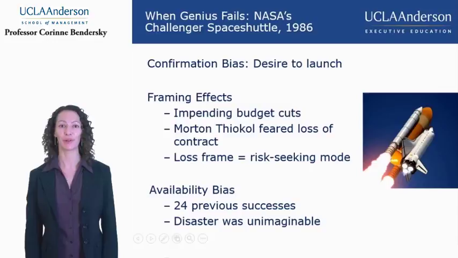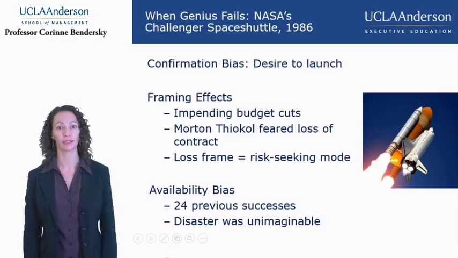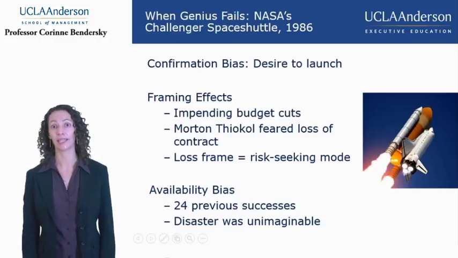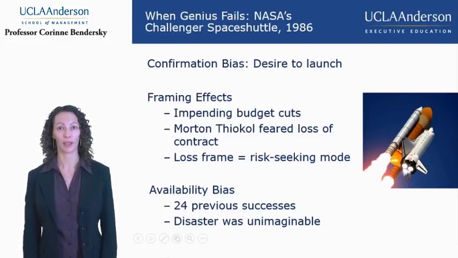And finally, there was evidence of an availability bias. They had had 24 previously successful launches. Disaster was just unimaginable. Each of these things, their desire to launch, their loss frame, and the accessibility or availability of success rather than failure, led to an excessively risky decision to launch in spite of evidence suggesting that that could be problematic.